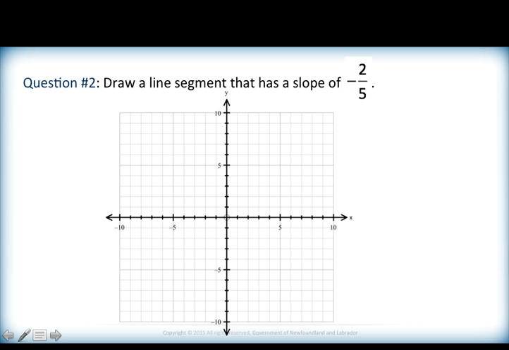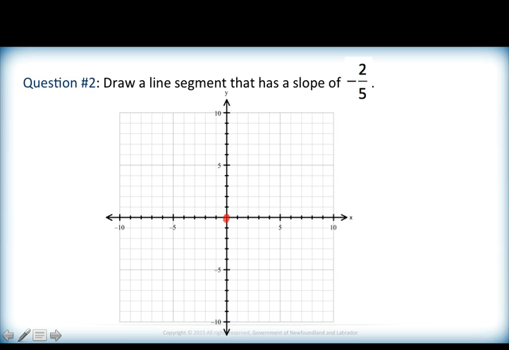Question 2. Draw a line segment that has a slope of -2/5. So we know if it's negative, it's going to be a decreasing line, moving from the left-hand side and going down. So when we don't know where to start, you can choose any point on your coordinate grid here. And I'm going to start off with just the origin at 0 and 0. Since we have a negative rise of -2, we're going to go down 2, and we have a positive run, so that means we'll move to the right.